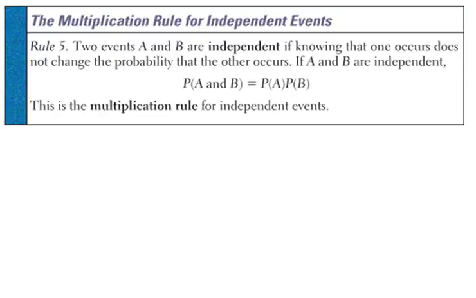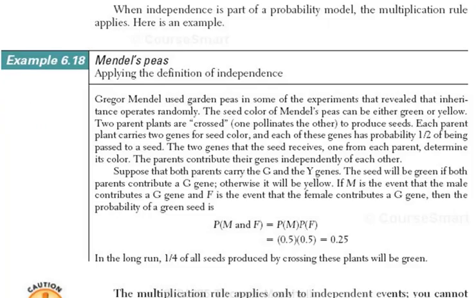The fifth rule in this set is the independence rule. This gives us a mathematical rule that we can follow to establish if things are or are not independent. So let's just look at an example. We have this problem. You should pause and read this in the book or read it right on the screen in front of you. But you can see I have two events here: M being the event that the male contributes the G gene, and F being the event that the female contributes the G gene. And so the probability, if these are in fact independent, of both of them contributing the G gene is 0.5 times 0.5, which is 0.25.